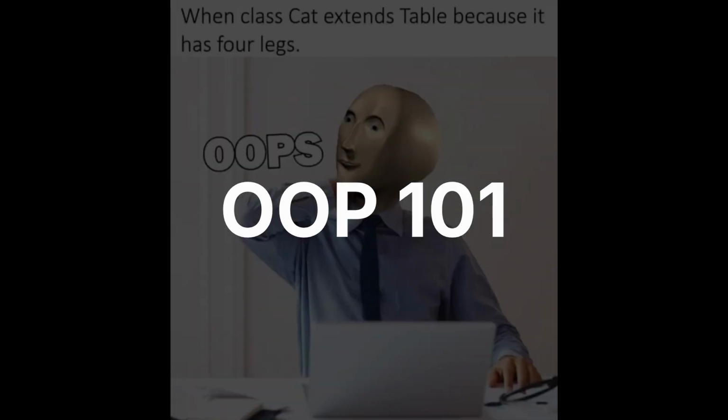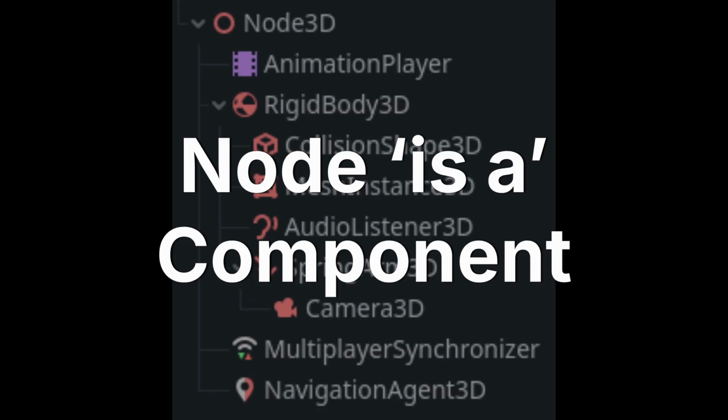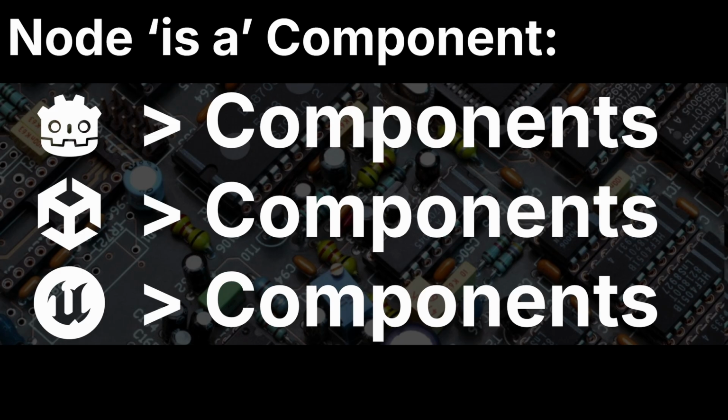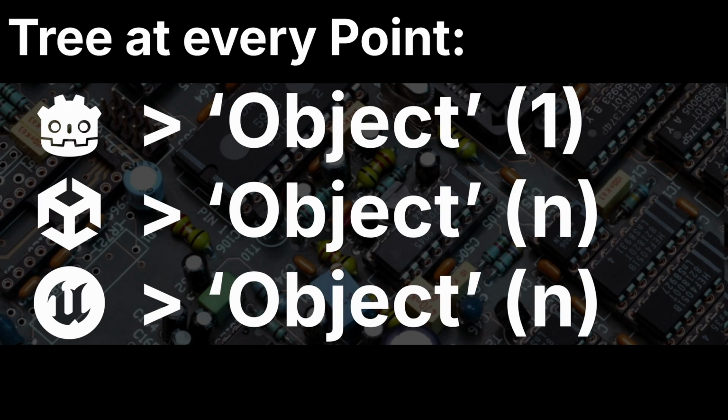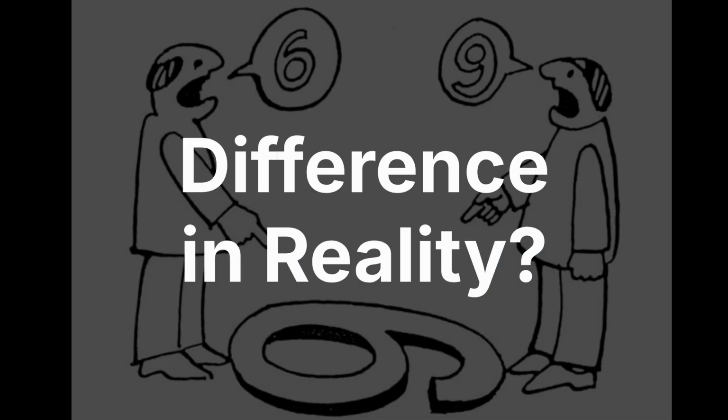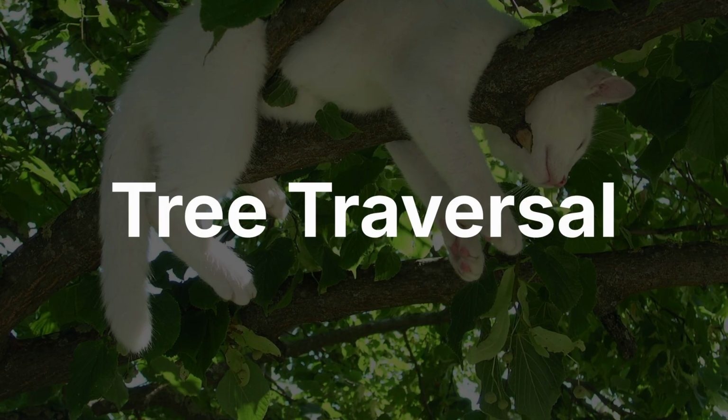Well, no, it's not, because it's OOP 101. We can actually consider a node as a component. It doesn't have components, it is a component. So in that sense, all engines have components. So that's the same, except for a minor difference. At every point in the tree, Godot has an object with one component, and Unity and Unreal have objects with multiple components. The difference in reality is really just tree traversal. That's it. You just need to look at the tree in a different way and interpret it in different ways.